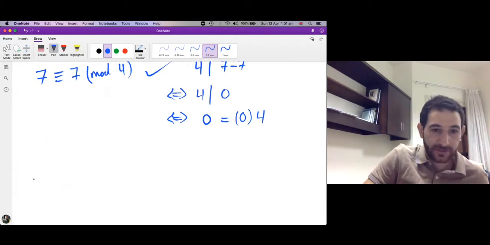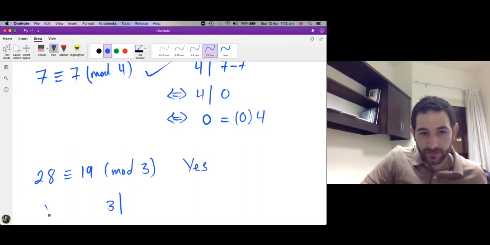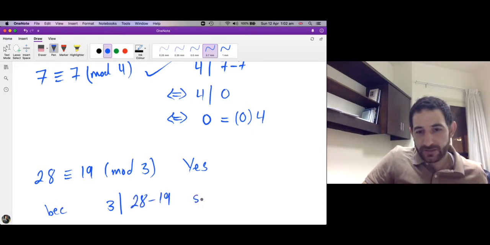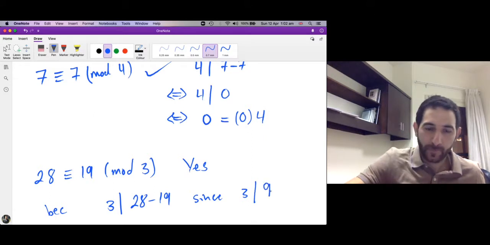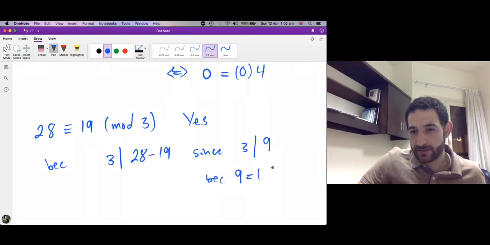Okay, let's finish with this example. Is 28 congruent to 19 modulo 3? So the answer is yes. This is a true statement because 3 divides the difference. And what is the difference? The difference is 9. Why does 3 divide 9? Because we have an integer k, in this case it's 3, which when we multiply it with 3, we get 9.